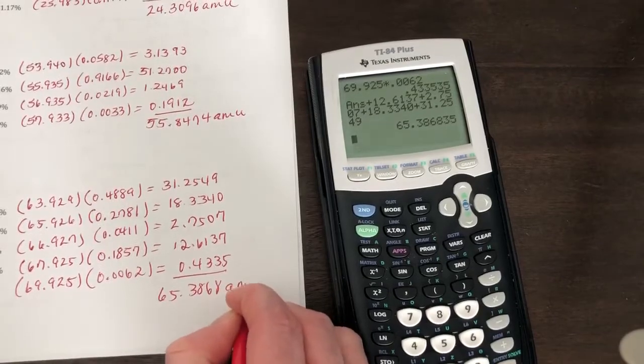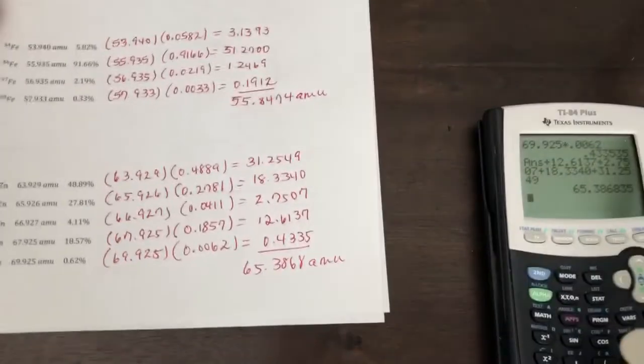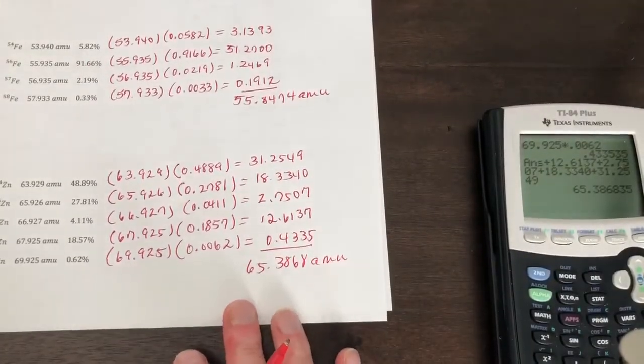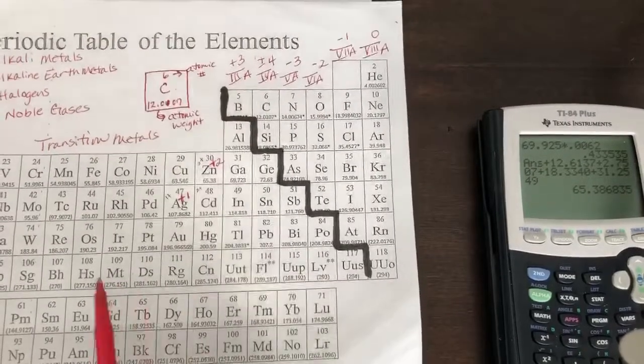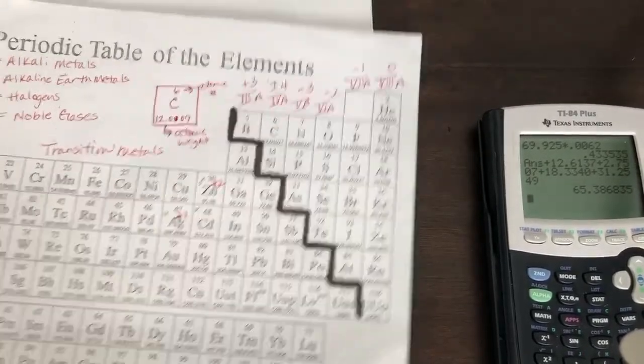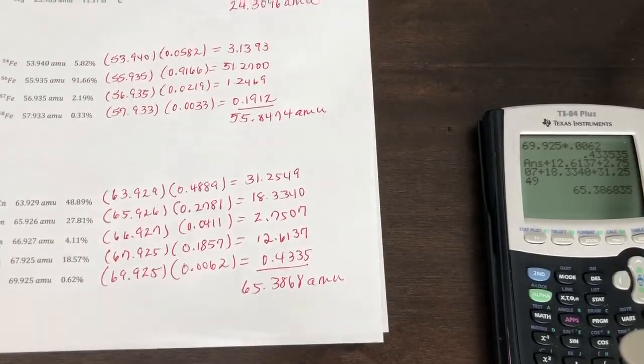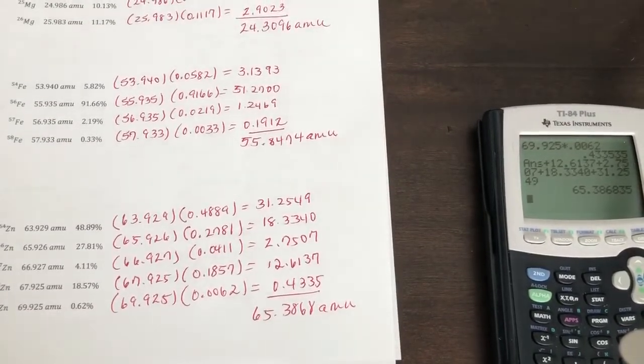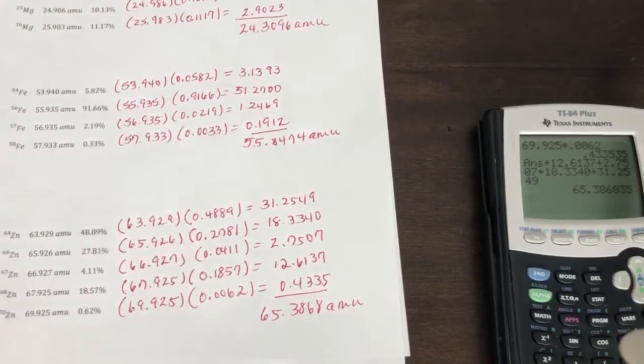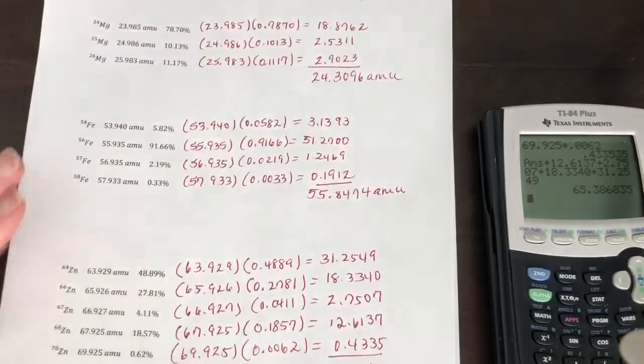Okay, so we get 65.3868 AMU. Okay, so it looks something pretty close to what we have on the periodic table, because zinc, 65.38. Okay, so hopefully you don't have any questions on these example problems. I'll come back in another video and do the atomic mass worksheet and the protons, neutrons, electrons worksheet. It doesn't have a lot of questions on it, so hopefully we got most of our practice in on these example problems.